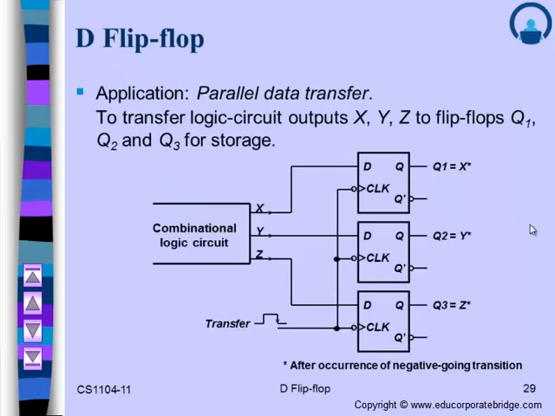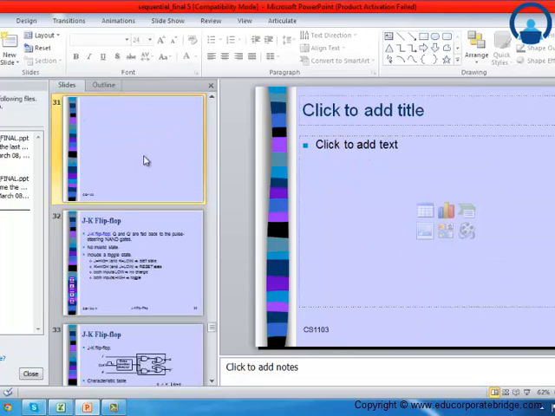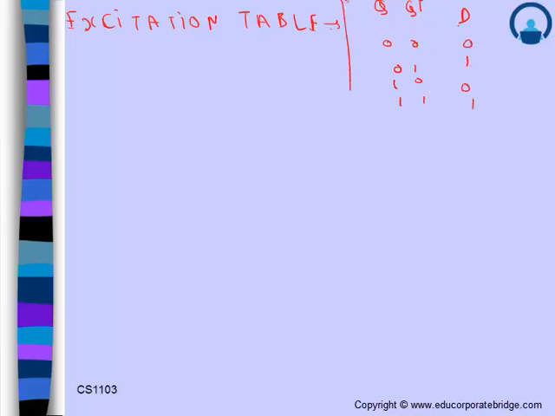Now, for better understanding and other applications, we can also find the excitation table for the D flip-flop. The procedure for finding the excitation table for D flip-flop is very much similar to the way we have found out the characteristic table or the characteristic equations. So the excitation table for D flip-flop can be found out. The excitation table is given as Q plus, D: 0 0, 0 1, 1 0, 1 1. The excitation table for D flip-flop is this.